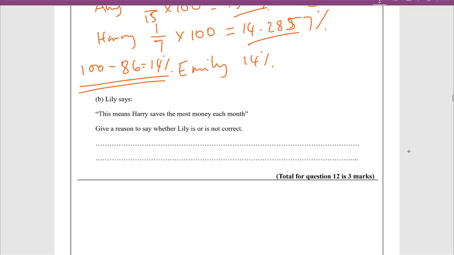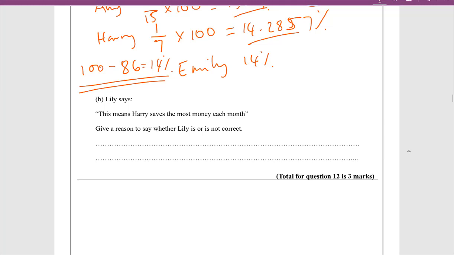Now, with this type of question, students find them confusing, whether to write what to write. Give a reason to say whether Lily is or is not correct. Now, we do not know how much money they have. Okay, we only have a percentage. Any of them can have a different percentage, but depending on the amount they save, the answer could be different. So for that reason, Lily could be wrong if they have different amounts.